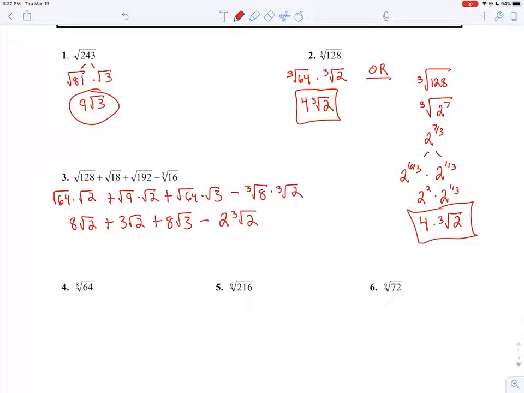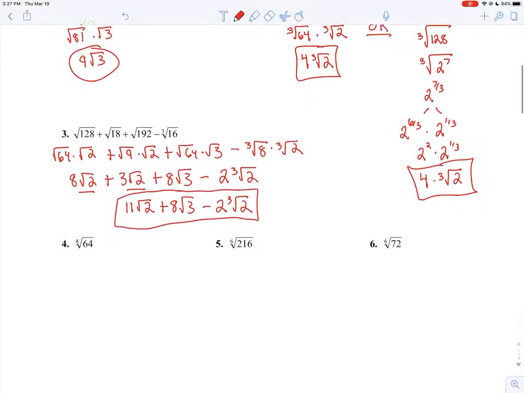So when you're combining like terms with radicals, the rule is you can only combine things that have the exact same radicand. So the number underneath the radical has to be exactly the same, and then you just add or subtract the numbers out in front. So 8 rad 2 plus 3 rad 2 is going to become 11 rad 2. The 8 rad 3, there's nothing we can do with that, and then minus 2 times the cube root of 2. So our final answer is going to be all of that right there.